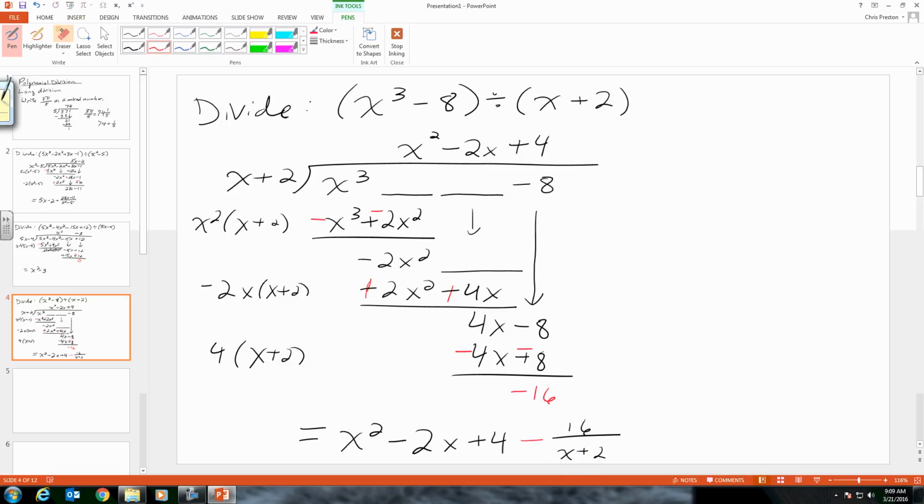Again, I wouldn't really do that if it was up to me for my recommendation. If you're comfortable enough with control of your signs, great. That's a great way to do it. It makes things nicer, but ultimately, I don't want you to miss the problem because of a sign issue. So it's easier to always say plus and then just put the remainder on the top, whatever it is, and over the divisor, and then worry about it. Okay, so that's the first type of division.